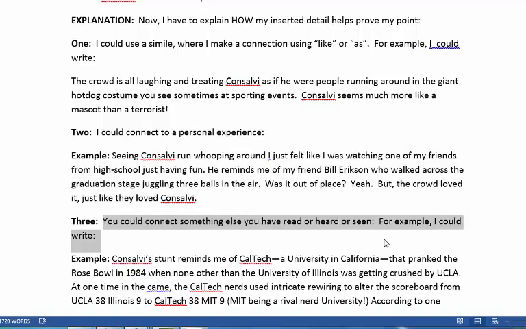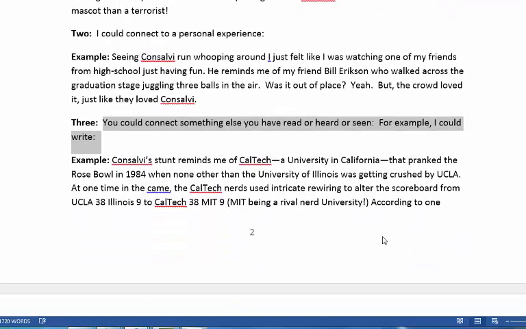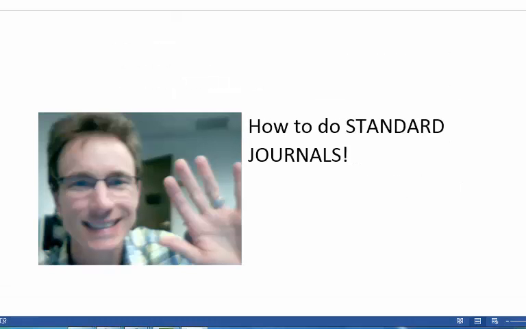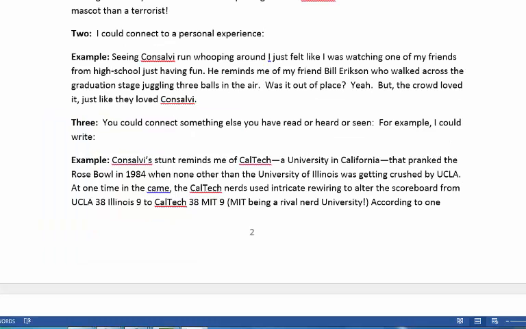A third way you can explain is by connecting to something else you've heard, read, or seen. For example, I remember, because I'm an old guy, look how old I look right there. I remember clear back in 1984 when the Illini football team went to the Rose Bowl, and somebody made this halftime prank. To me, that kind of helps explain what I'm trying to say about Consalvi. So I'm going to connect back to that, and here's what I might write. Consalvi's stunt reminds me of Caltech, a university in California, that pranked the Rose Bowl in 1984, when none other than the University of Illinois was getting crushed by UCLA.